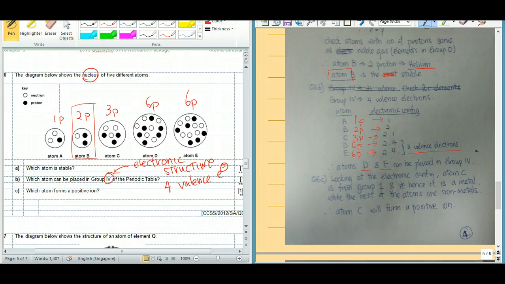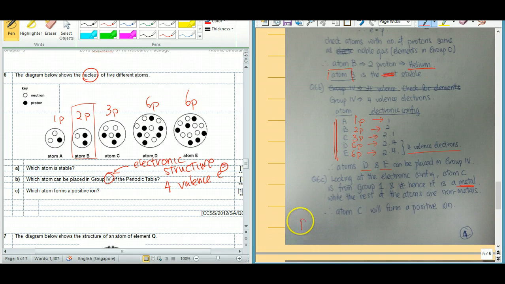And the last one, which atom forms a positive ion? Now, how do we know which atom forms a positive ion? Okay, very simple. I've actually done up the electronic configuration here. So which of them are going to form a positive ion? What we need to look at is a metal. The elements from group 1 are definitely metals. So in this case, we know that C, having electronic configuration of 2, 1, is going to be a metal.